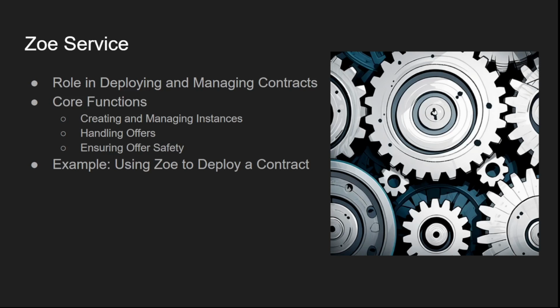Zoe has several core functions that are essential for managing smart contracts. Zoe allows developers to create instances of smart contracts. An instance is a specific deployment of a smart contract that users can interact with. When you deploy a contract using Zoe, it creates a new instance with its own state and parameters. This instance can then be used to handle offers and transactions.